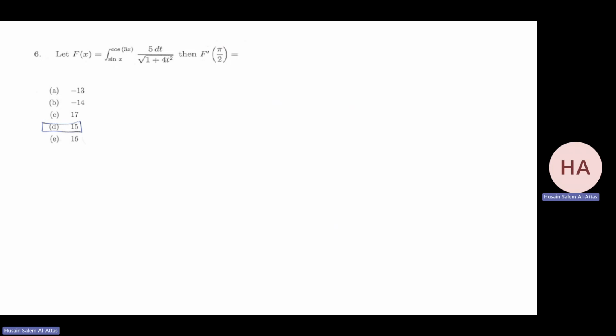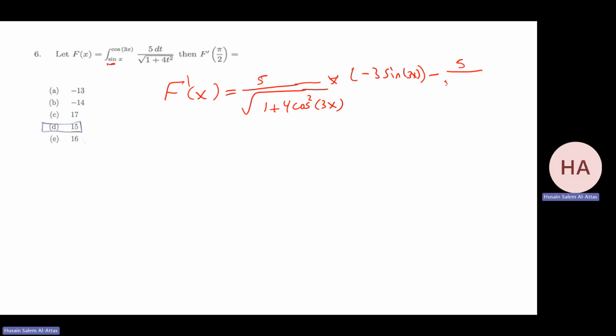Okay, so now we'll find f prime. F prime of x will be what? Just substitute. That will give me 5 over square root 1 plus 4 cosine square 3x times derivative of cosine 3x, which is minus 3 sine 3x, minus 5. Now we'll substitute the sine. Square root 1 plus 4 sine square x times derivative of sine, which is cosine x.